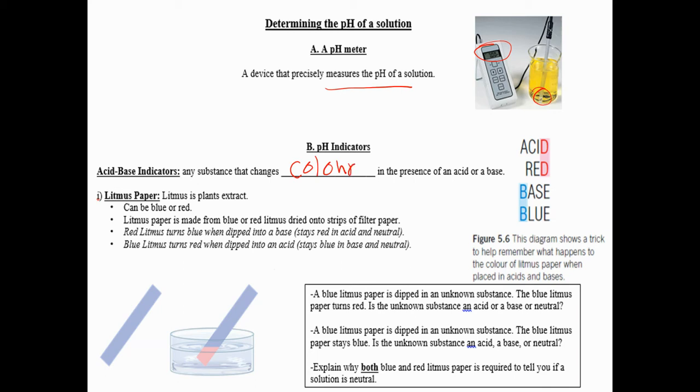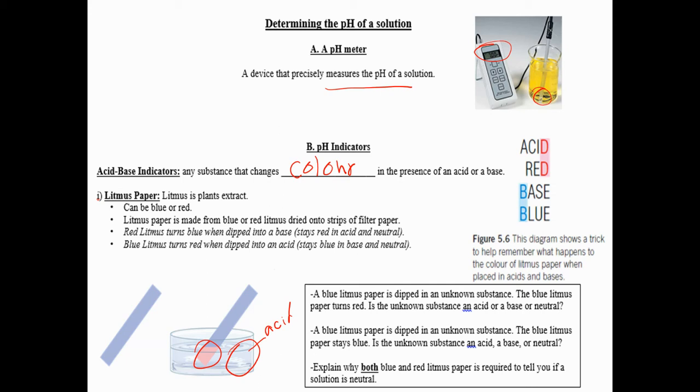So as we saw earlier, if you have blue litmus paper and you dip it in a substance and it turns red, then you know that substance is an acid. But if you have red litmus paper and you dip it in a substance and it turns blue, then you know that substance is a base. So typically when you're testing solutions out, you want to use both red and blue litmus papers.